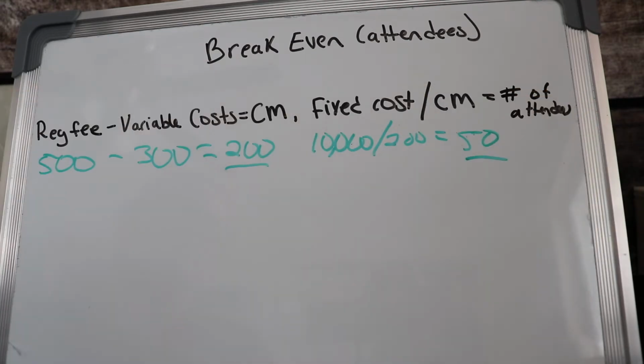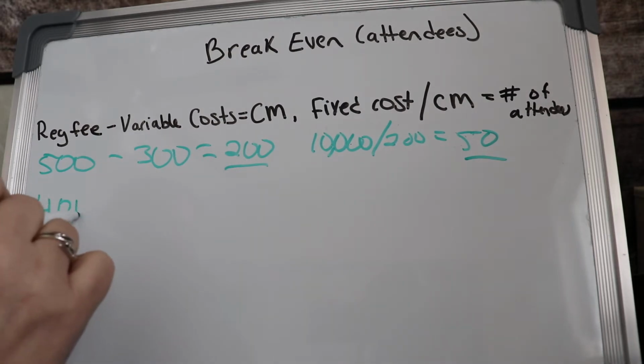So you have to have at least 50 attendees in order to break even with the registration fee of 500 and the variable cost of 300. So let's say, okay, we could do 50. Let's change it up a bit. Let's do a registration fee of $400.